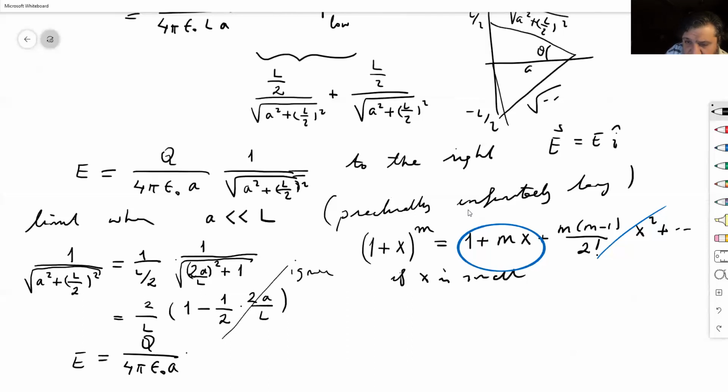I wanted to get rid of L really. So, oh yeah. There's 2 here. L. So, okay, so this 2 cancels here.